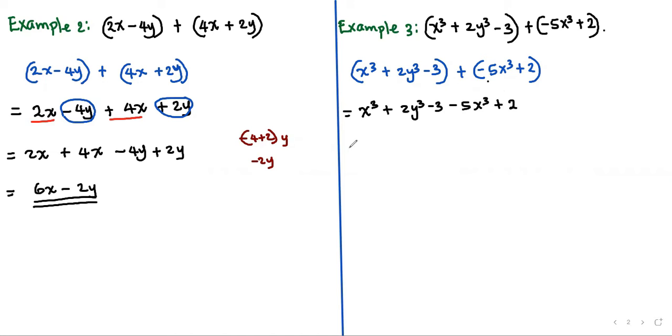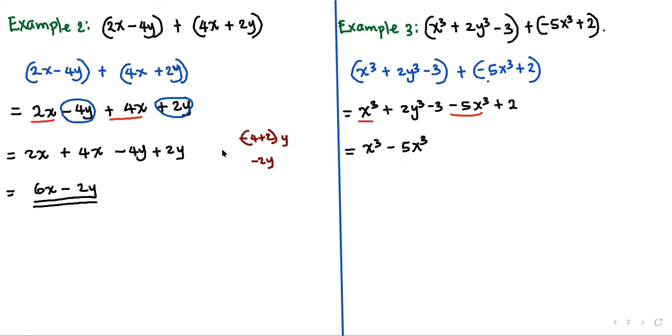Okay, so we are going to collect the like terms. In other words, you look for the monomials that are the same. So you have like monomials with the same variable. So you see here you're having x cubed. This is minus 5x cubed. So this means that these ones, we will put them together. So we have x cubed minus 5x cubed.